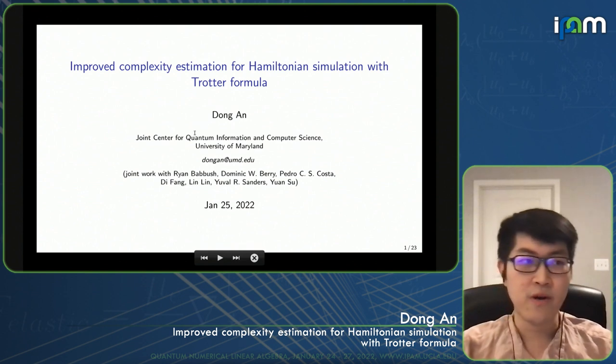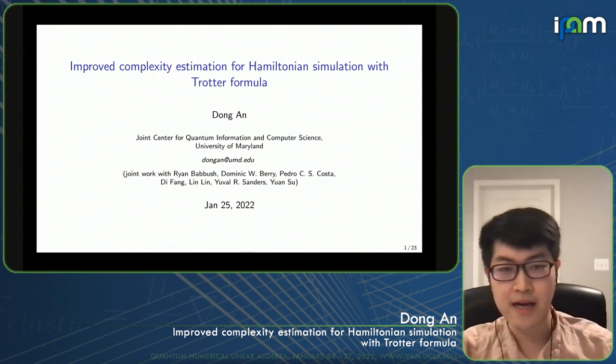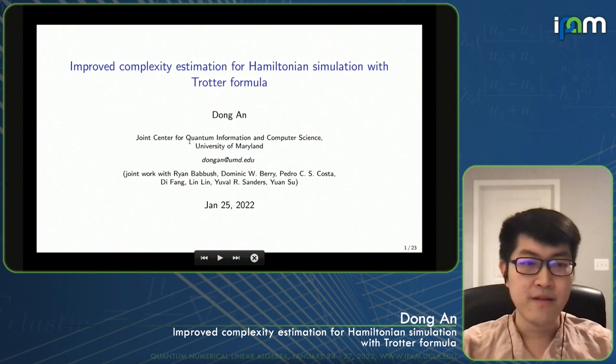So basically this talk will cover two works. The first work is done with Dee and Lin, and another work is an ongoing work, and it is joint with Ryan, Dominic, Pedro, Yu, and Yuan.